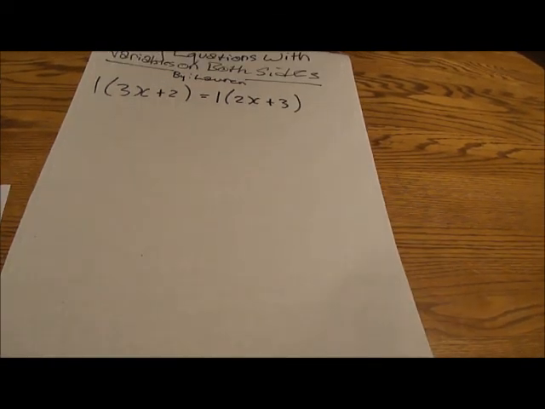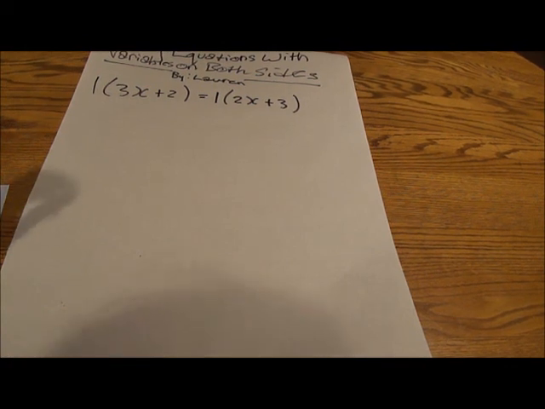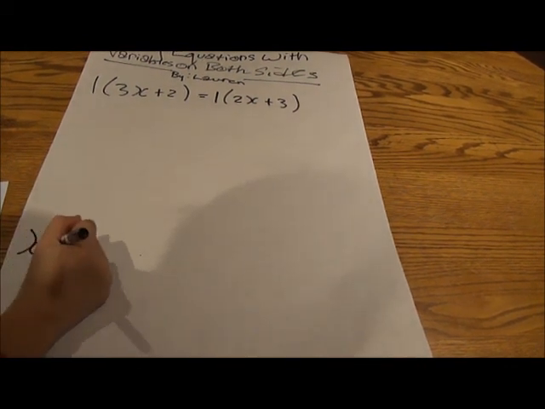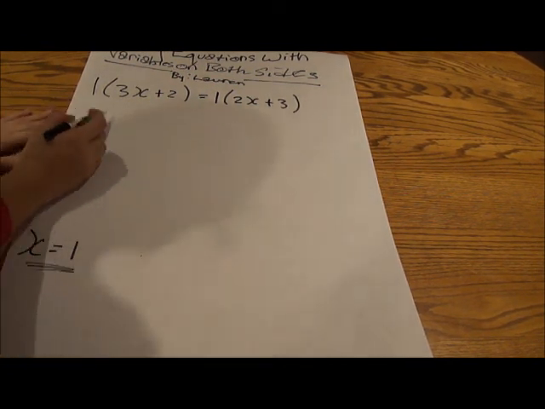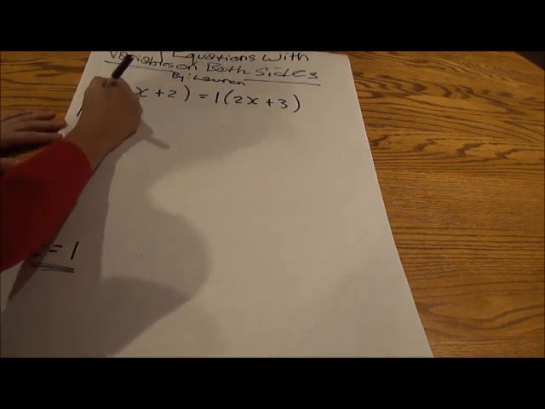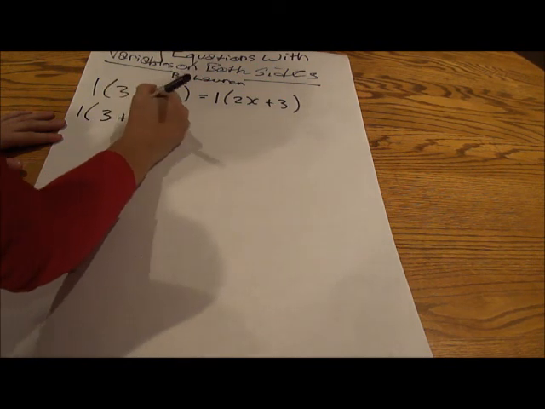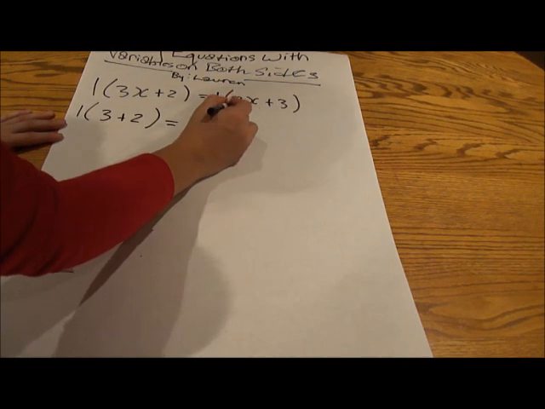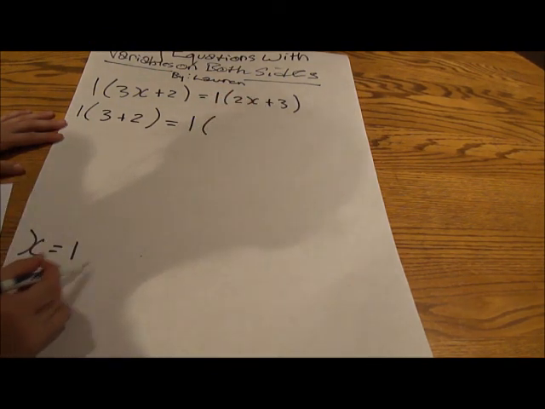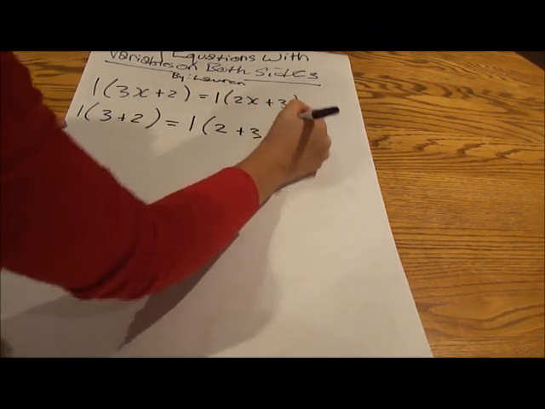Okay. Now we have to check our answer. We came up with the answer of x equals 1. So now we have to check our answer to see if it's correct. So we'll find that out. So we've got 1 open bracket 3 times x equals 3 plus 2 close bracket equals 1 open bracket 2 times 1, which is equal to 2, plus 3.